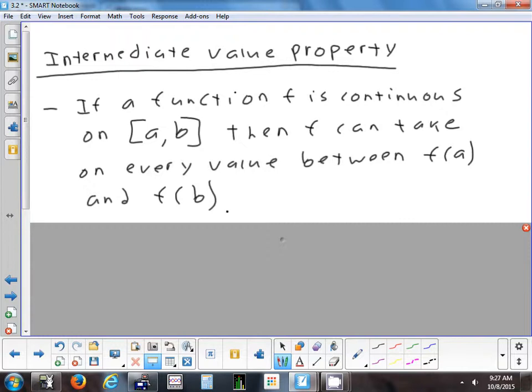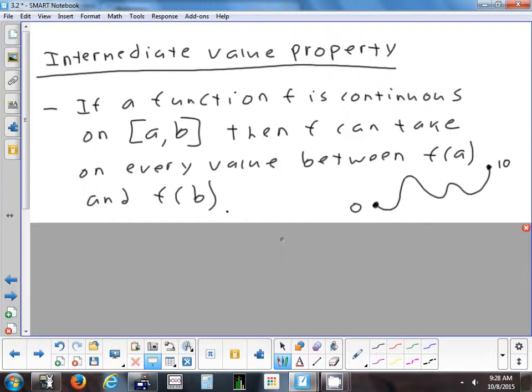All right? So here's another example. If I have a function that starts here and ends here, I don't care how it gets from there to there. It's going to go through every single possible y value between here and here. Let's say it started at a height of 0 and it ends at a height of 10. It will go through every height between 0 and 10. 1, 2, 3. Maybe it'll go through them a couple times.